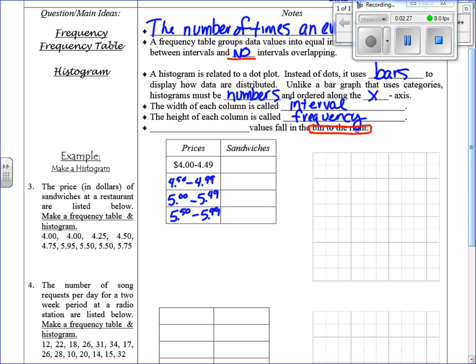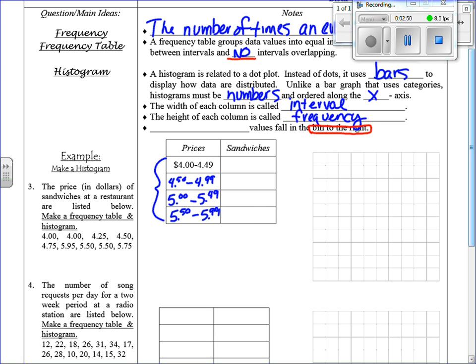So now what I'm going to do is I'm going to take a look at the data where it says make our frequency table and histogram, and we're going to go ahead and start our frequency table. Now that we have our intervals set up, see how all of the numbers in our intervals, they're equally distributed. It's 50 cents in between each interval, or 49 cents.